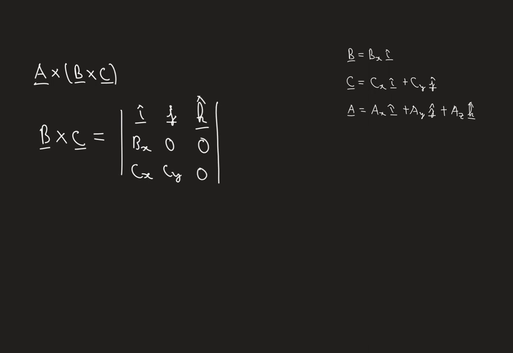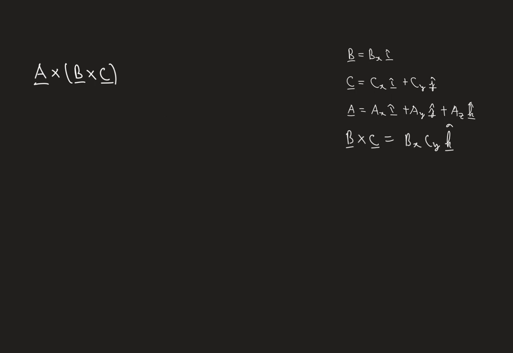And geometrically, we can visualize the cross product by noting that the resulting vector will only be in the k hat direction. So computing this, we have a component in the k hat direction, and its component will be bx cy. Note that we multiply bx by cy, and 0 times cx equals 0. So we only consider bx times cy. Good.